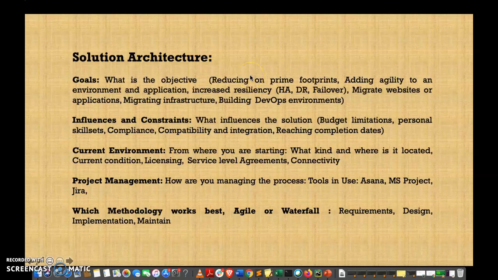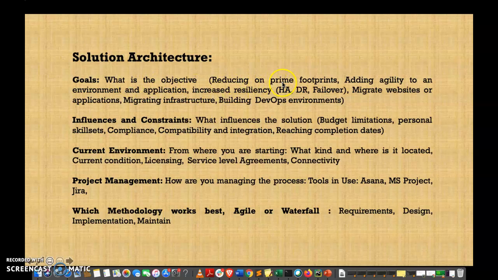So, solution architecture. When we go for a solution architecture, then we have to look at goals, influences, and constraints, and then current environment or existing footprints in your data center, then project management tools, and the methodology, what works best. For example, for design implementations, you might have to use a methodology like agile or waterfall. So goals may vary.